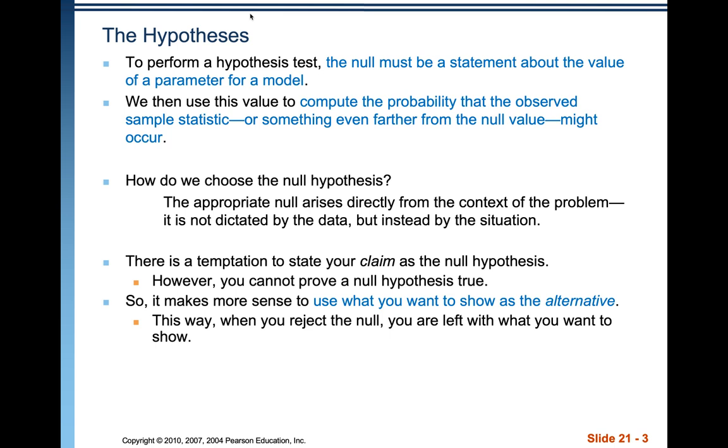So how do we choose the null hypothesis? The appropriate null arises directly from the context of the problem. It is not dictated by the data, but instead by the situation. There is a temptation to state your claim as the null hypothesis. However, we can't prove a null hypothesis true, so it makes more sense to make our claim the alternative hypothesis. That way, when we reject the null, we are left with what you wanted to show.